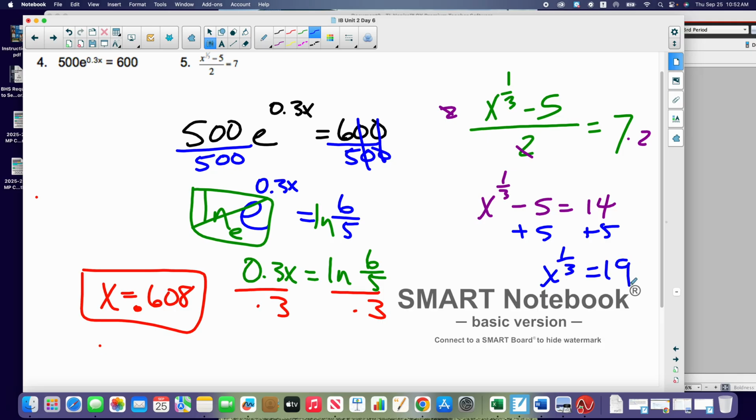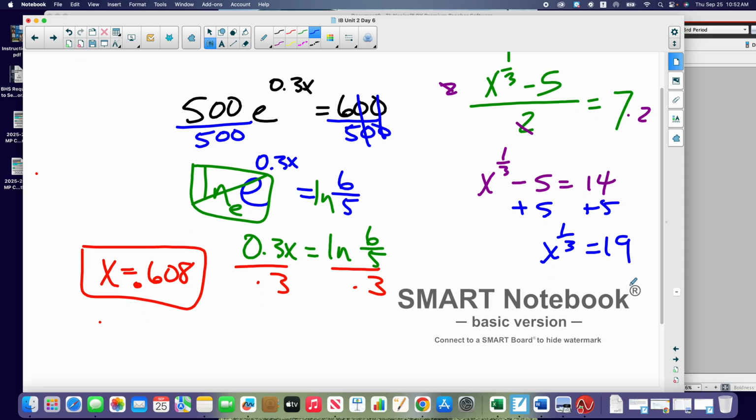Does this problem look a little different? Where's my x? It's the base this time, it's not the exponent, right? So this is not an exponential equation. This is a power function is what we call this, okay? So do I need to use logs to solve it? Since it's not exponential, I'm not going to use logs.